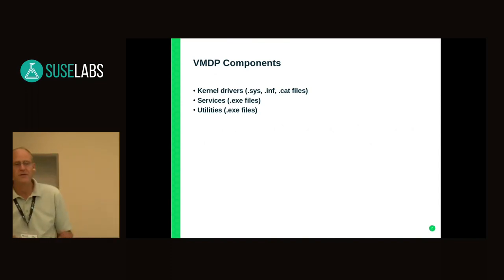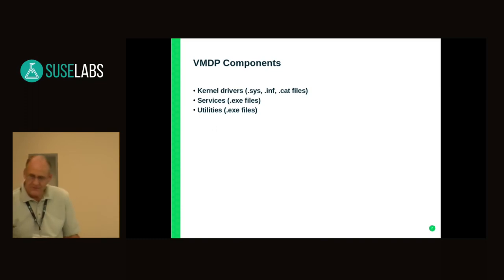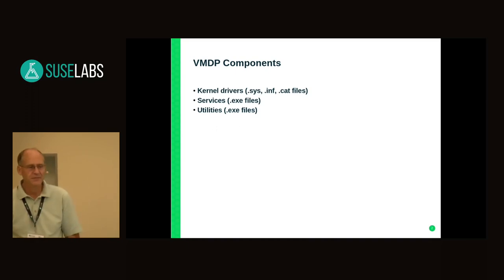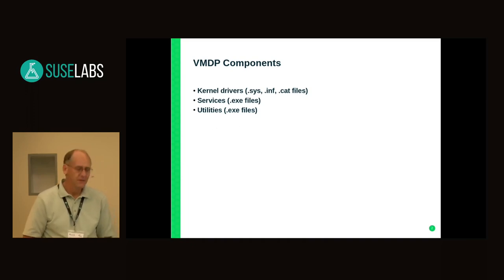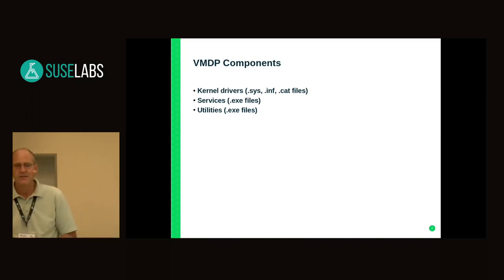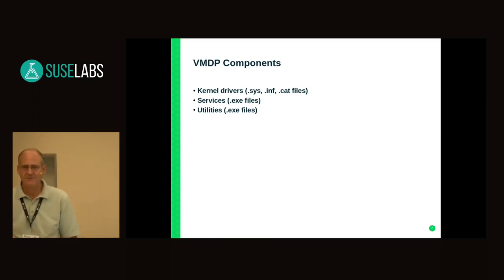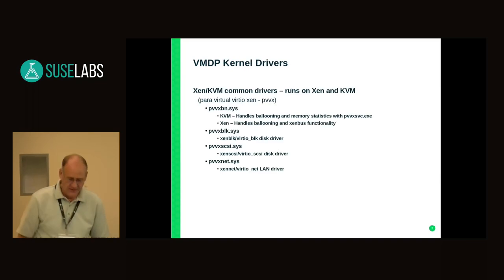So the VMDP components, well, they're all Windows drivers. It's all Windows stuff. First of all, we have the kernel drivers. Those consist of your SYS file, your INF file, and your CAT file. So those are kind of a bundle that you have to keep together if you want to install them. We also have services, which are EXEs, and we also have all of our little utilities that I use. A lot of them have grown out of debugging reasons that I've just kind of thrown in that make it easy for me to debug VMDP, and I just included them in the little utilities packages for additional help in case anybody needed them.